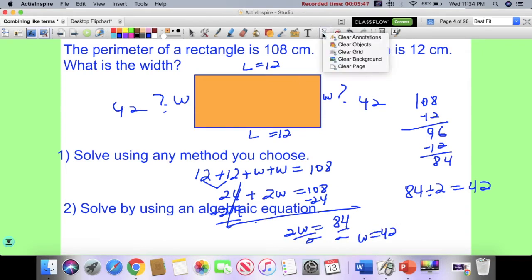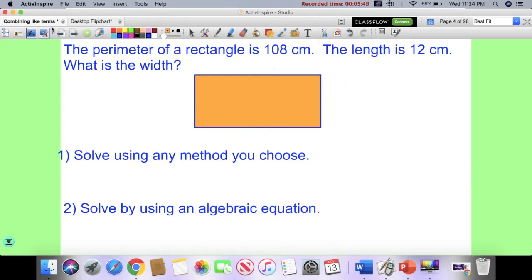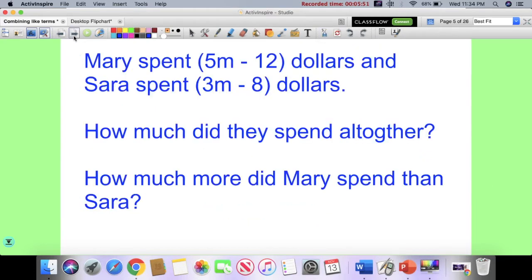So algebraically, that's how you really do it. But I don't know how many of you remember two-step equations, so if you do, great. If not, we're going to go over it anyway. So here's a question. Mary spent $5m minus $12 and Sarah spent $3m minus $8. Just for a second, let's pretend she spent $10 and Sarah spent, I don't know, $3. How much did they spend altogether?